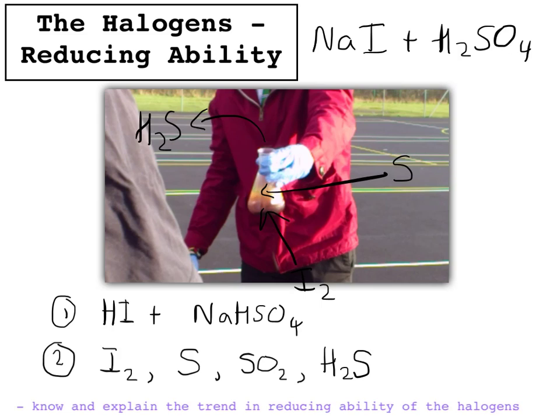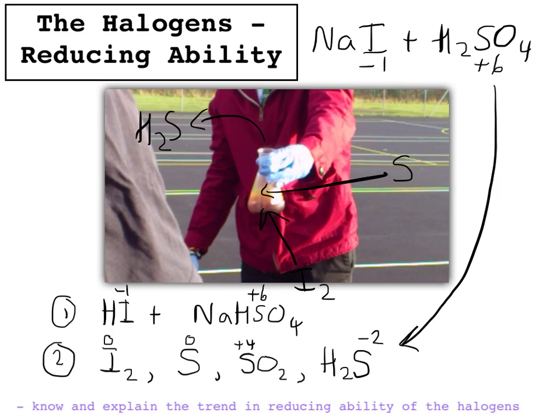If we look at the oxidation states of these products, again we're starting with -1 in the iodide ions and +6 in the sulphur. Again we've got -1 and +6 in the first reaction, which is the displacement reaction that always happens, but in the final products here we've got iodine, which is 0, sulphur, which is 0, sulphur dioxide where the sulphur is +4, and hydrogen sulfide where the sulphur is -2. So you can see here the sulphur is being reduced even further from +6 to -2, and it goes all the way through +6 to +4 to 0 to -2. And so the iodide ions actually reduce the sulphur even more than the bromide ions did earlier.